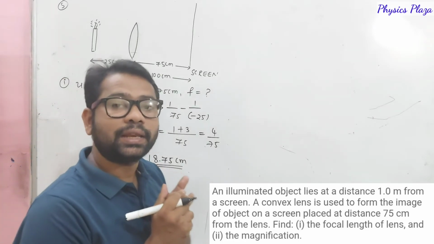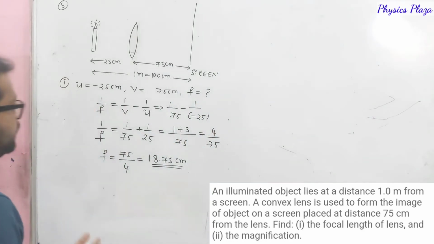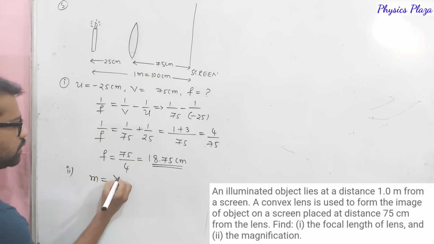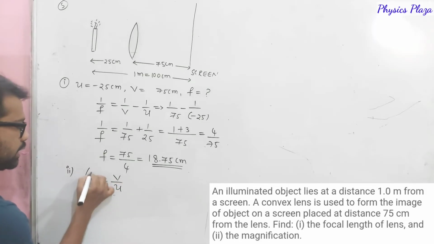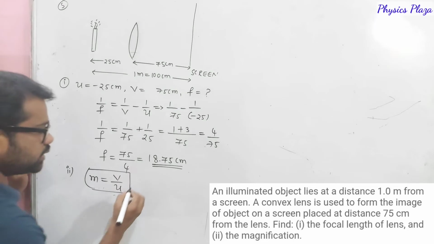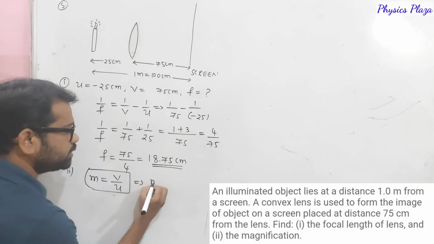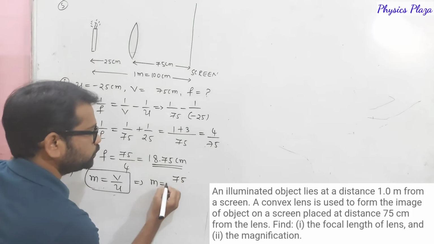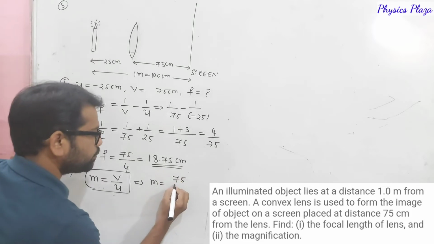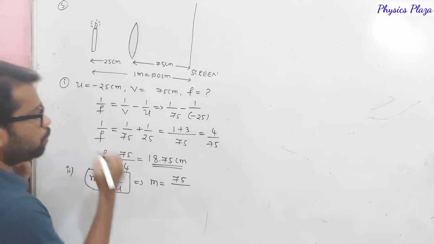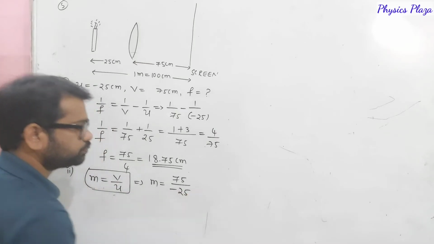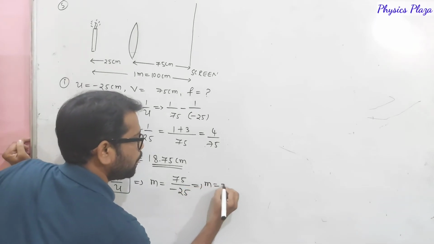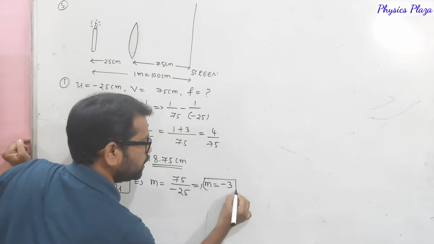Now they are also asking us to calculate the linear magnification. Children, second one, linear magnification, we know that it is given as v by u. So m is equal to v by u. Let us substitute the values here. m is equal to, v is how much, dear children? It is 75 centimeters, by u value, how much? Minus 25. So here we get m is equal to minus 3.